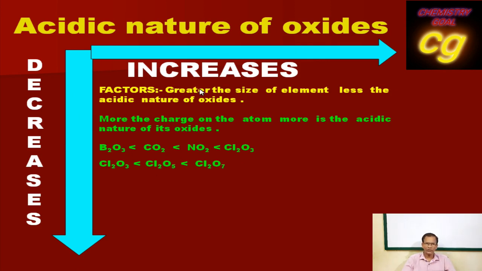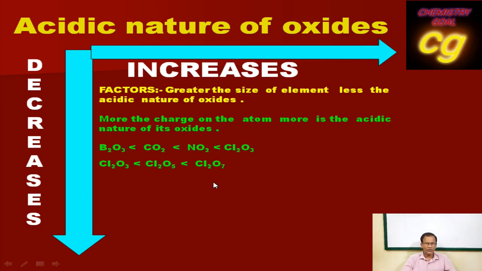So what are the factors? Greater the size, less will be the acidic nature. More is the charge, just the opposite of basic character: more is the charge, more is the acidic character. That's why B2O3, CO2, NO2, Cl2O3, from boron, carbon, nitrogen to halogen, their acidic character increases due to decreasing size. This is very important.